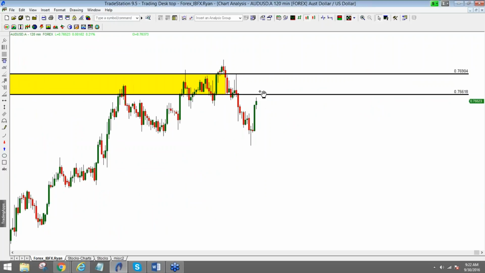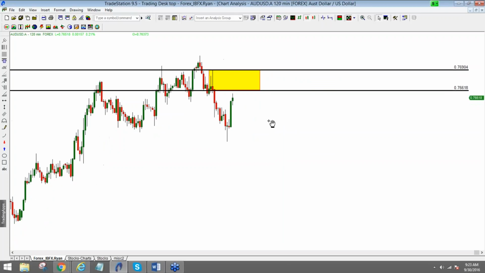I don't know why that happened. All right, it looks a little bit better on a 2-hour chart right here. Still not great, but a little area to get short from. It's just a wide zone.